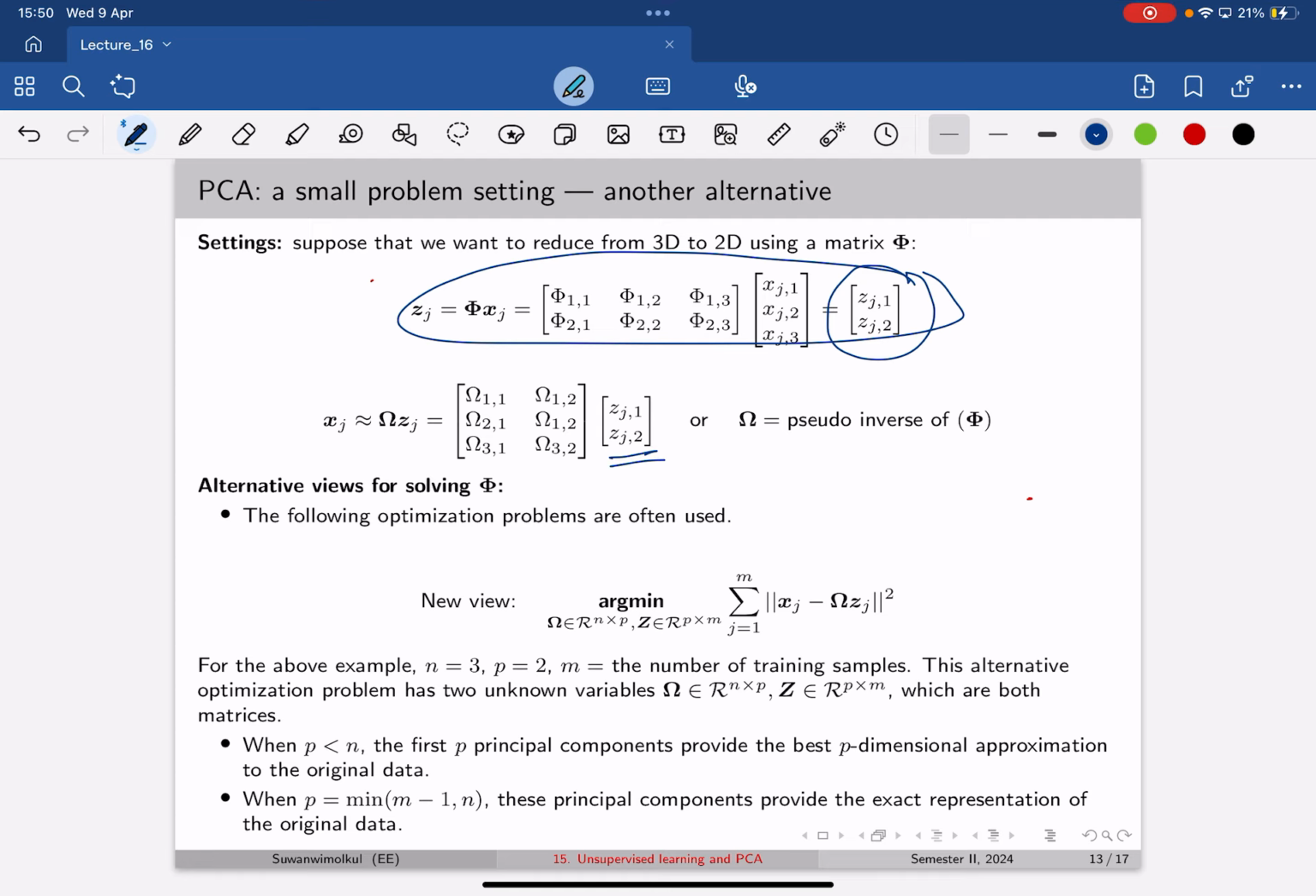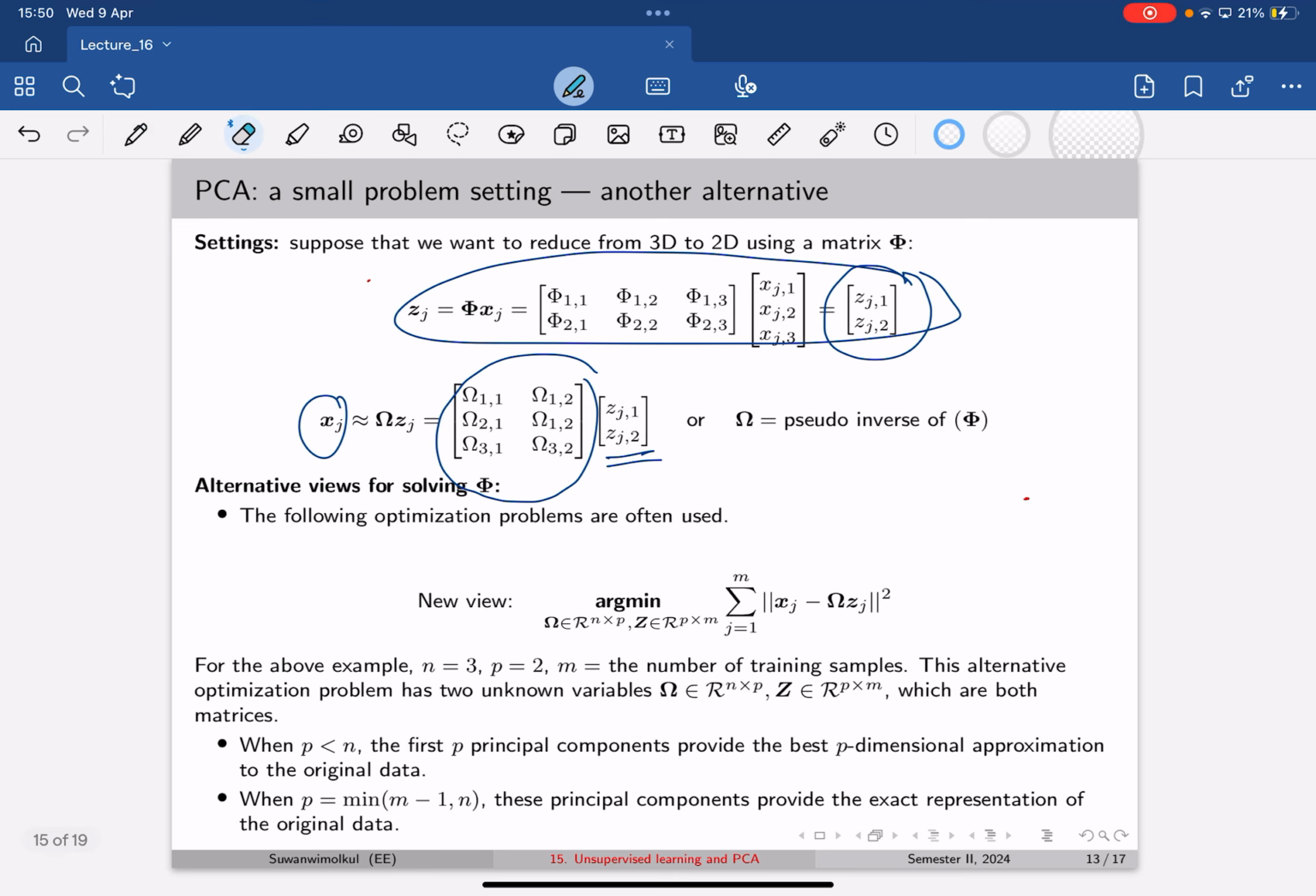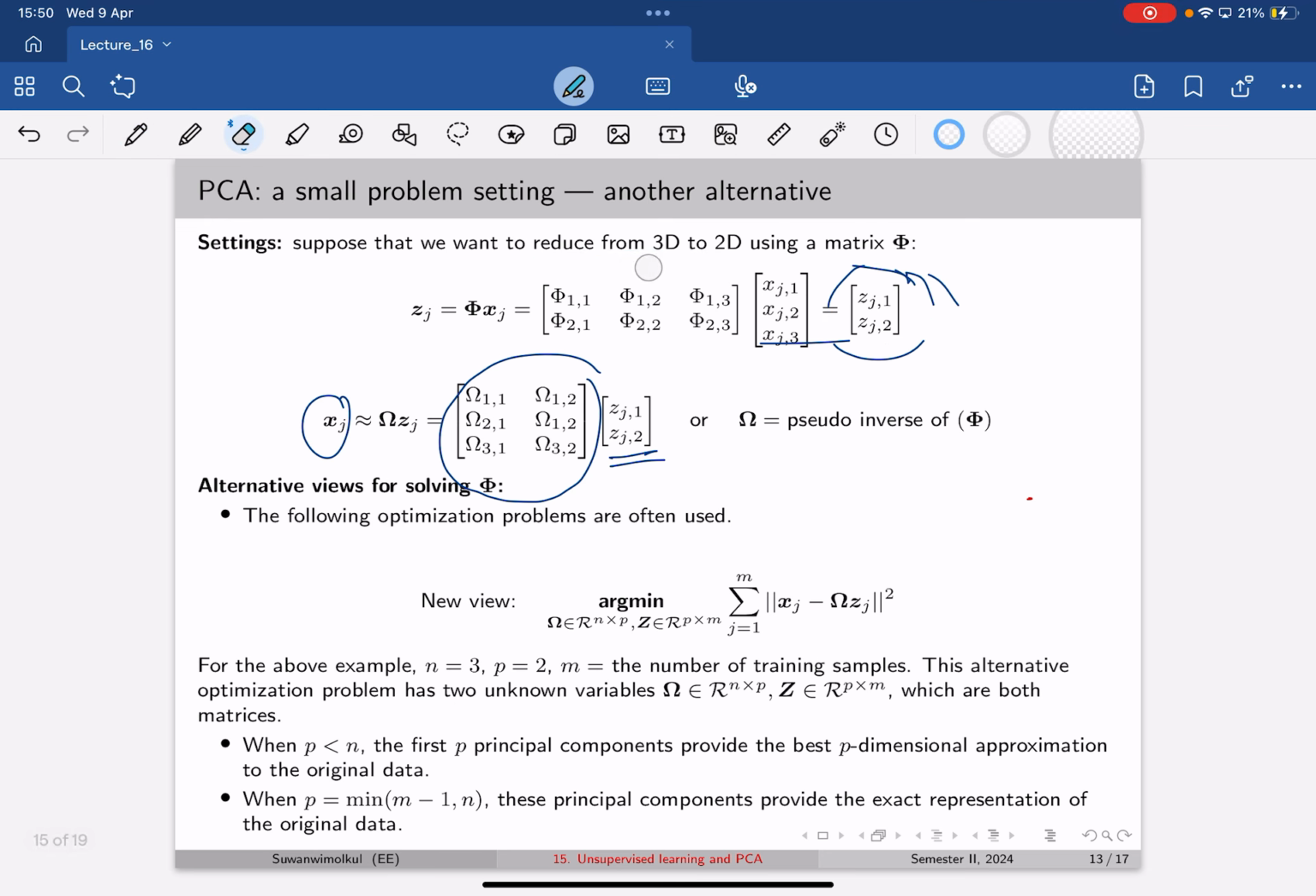The thing is, we can use that property and recast the problem by focusing on how to reconstruct back this Z to X by using this omega matrix. You can think of this omega matrix as a pseudo inverse of this phi matrix. It's not a total inverse, but it is a matrix that you will learn from solving this alternative view of PCA, and it has to be the matrix that provides the correct projection back.